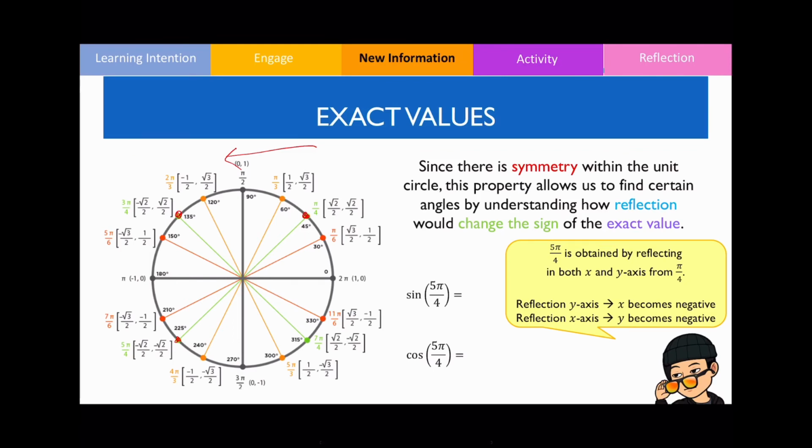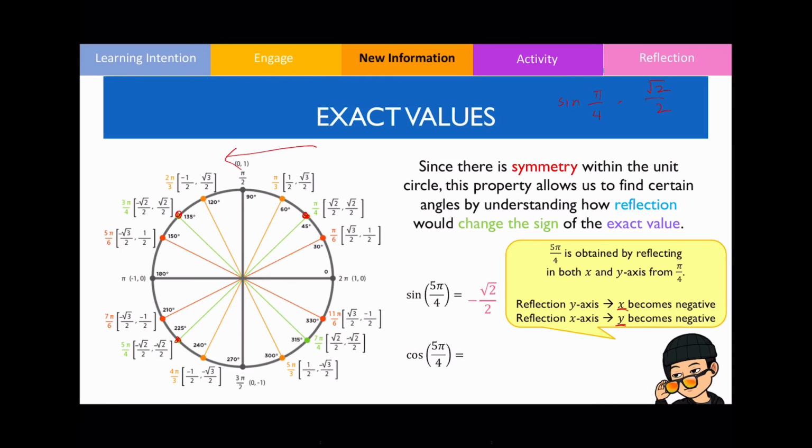By reflecting over the y-axis, your x value becomes negative, and your y value also becomes negative because you reflect it over the x-axis. So in this case, I know that sine pi on 4, if you guys remember, was root 2 on 2, okay? Now, by doing all these transformations, your x value becomes negative and your y value becomes negative. Since sine is associated to y, the vertical height, your answer is going to be negative root 2 on 2.